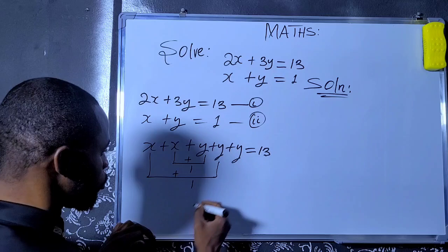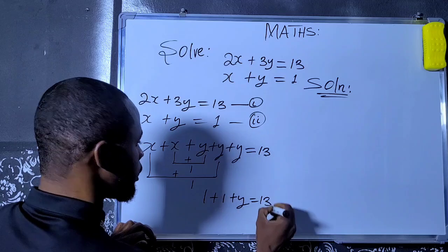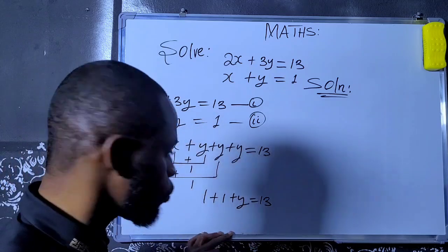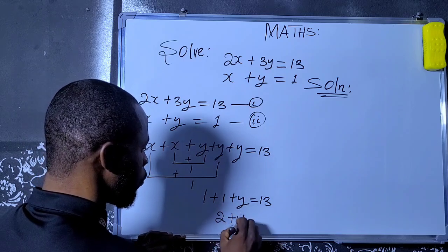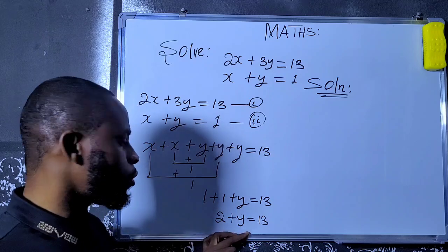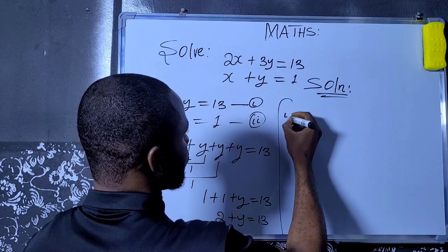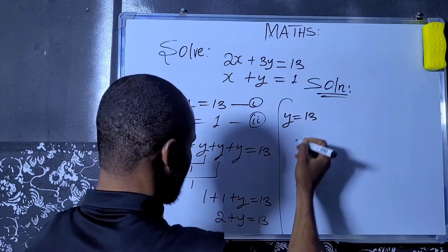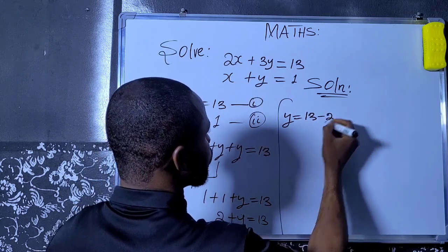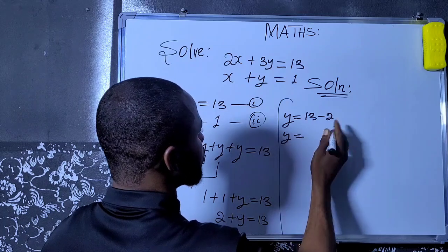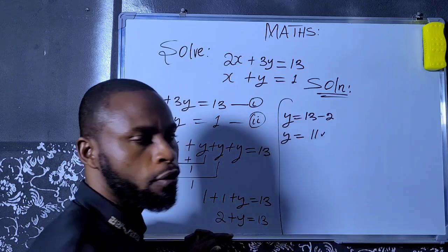Then in that case, we are going to have here 1 plus 1 plus y equals 13. Then we add 1 plus 1, that will give us 2 plus y equals 13. When we collect like terms, we are going to have here that y equals 13. If we move 2 to the right hand side of the equation, it becomes minus 2, and y equals 13 minus 2. That gives us 11, and that is the value of y.